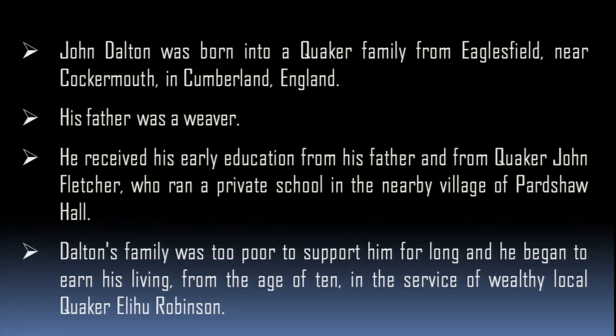John Dalton was born into a Quaker family from Eaglesfield near Cockermouth in Cumberland, England. His father was a weaver. He received his early education from his father and from Quaker John Fletcher, who ran a private school in a nearby village of Pardshaw Hall. Dalton's family was too poor to support him for long, and he began to earn his living from the age of 10, in the service of wealthy local Quaker Elihu Robinson.